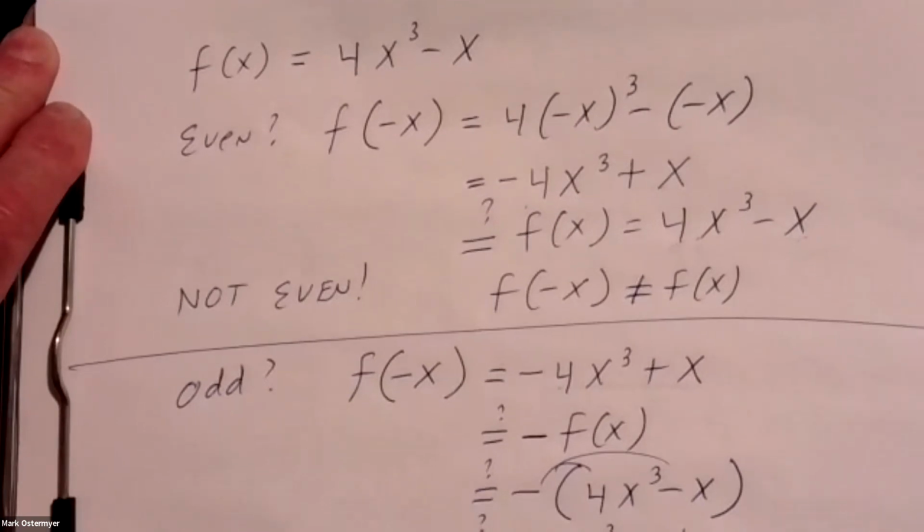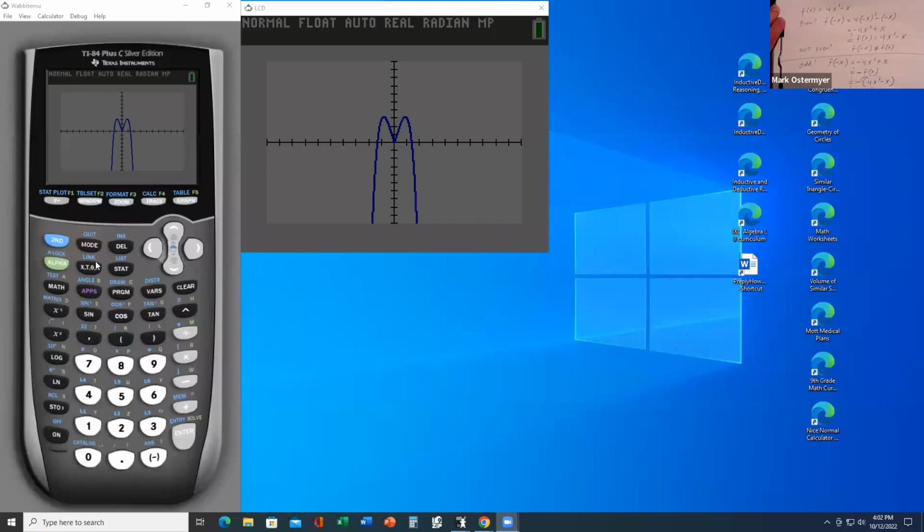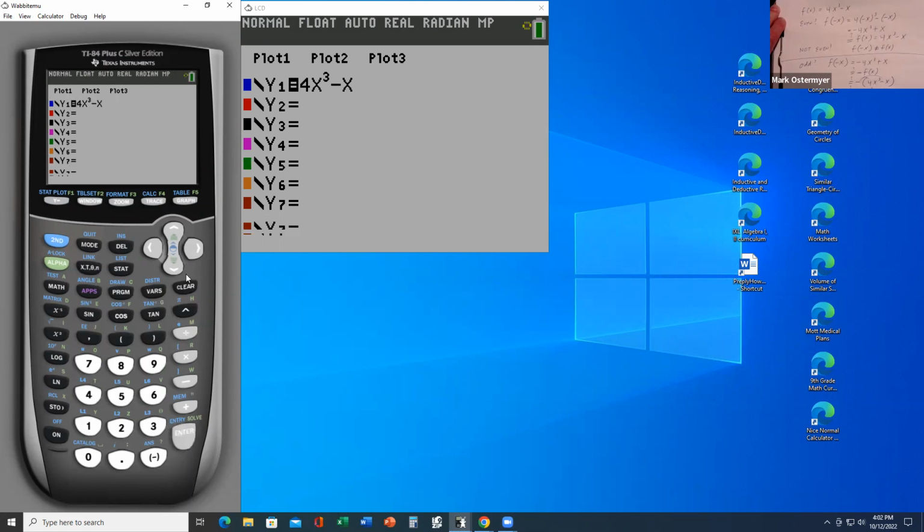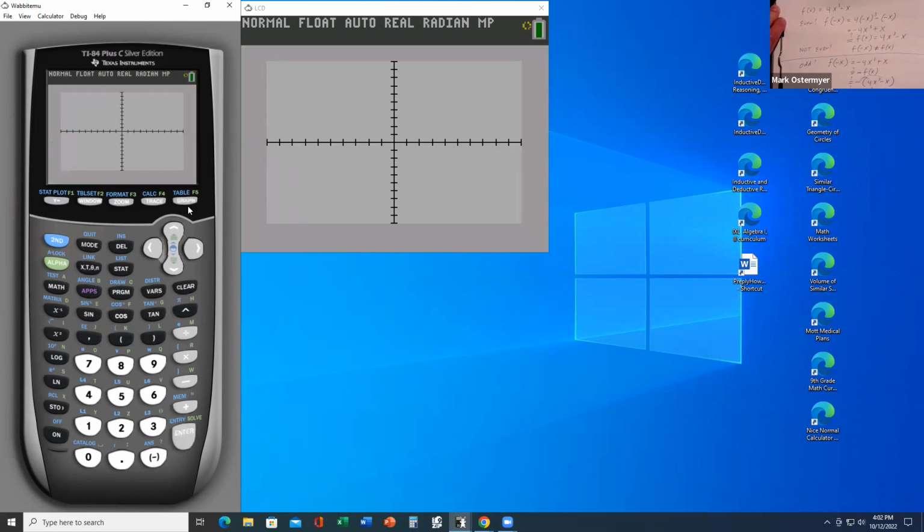I believe it's the origin, correct? So let's just go to our graphing calculator and graph 4x cubed minus x. Go to your equation editor, clear out any garbage, type in 4x cubed minus x, hit graph, and let's see, does it appear this graph is symmetric with respect to the origin? What do you think, ladies and gentlemen? Symmetric with respect to the origin?